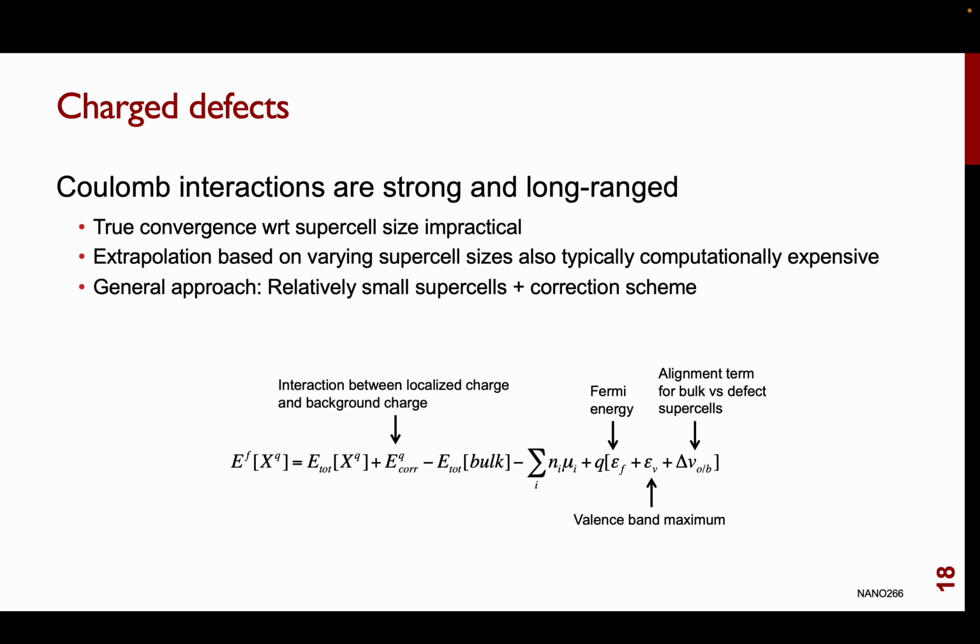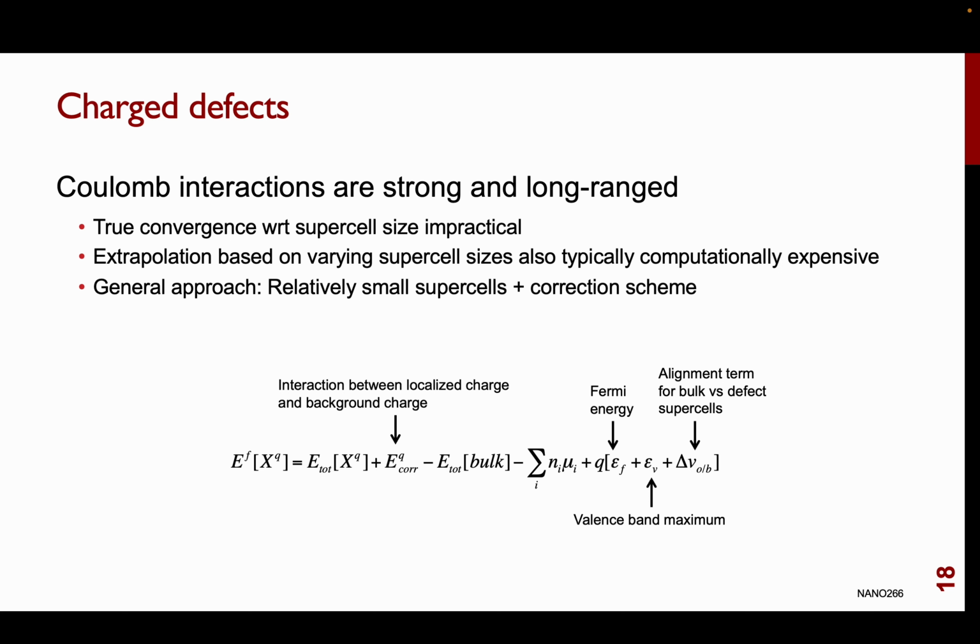One of the things about charged defects is that the calculations are fairly challenging, because when we talk about charged defects, the electrostatic interactions tend to be very long range and very strong. Most of the time when people do charged defect calculations, they don't do true convergence with respect to supercell size, because you would have to go to impractically large supercell sizes to make sure that your Coulombic interactions are all filtered out. One way to do this is, of course, to vary your supercell size and extrapolate down to infinite supercell size.